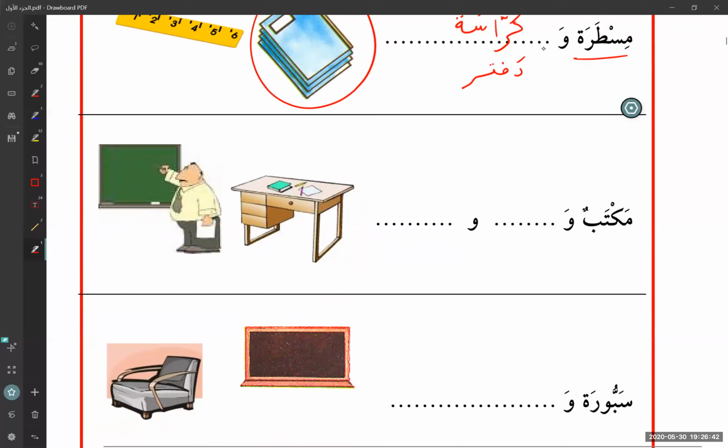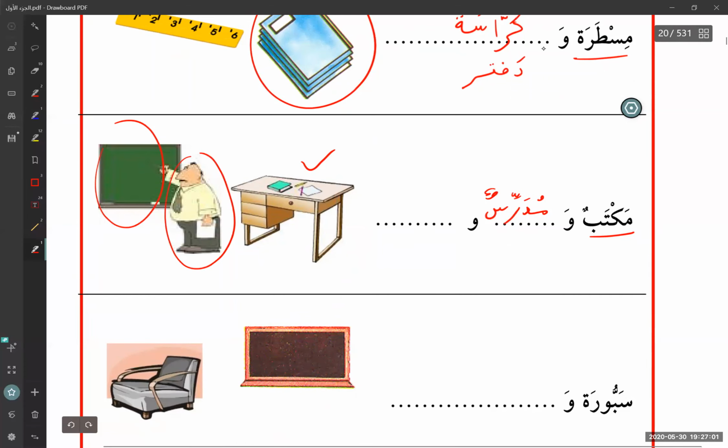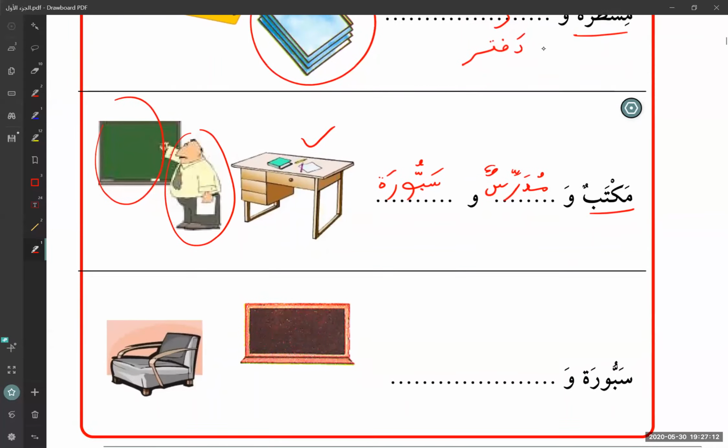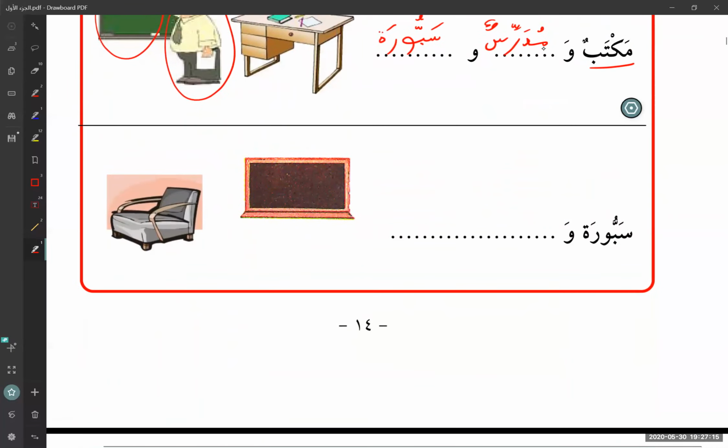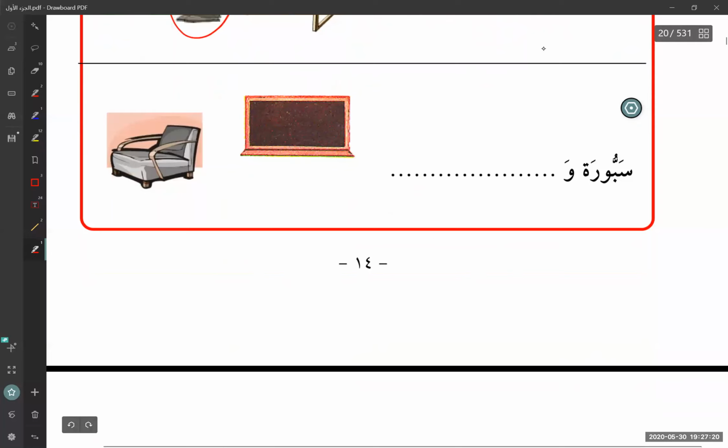Next one, it looks like we have three items. Three words. The first one they give is maktabun, which is this one, the desk, and then we need to find what this picture and this picture are. Of course the first one is mudarrisun, and the second one is sabura. Then the last one you can complete by yourself. They give you sabura, and then the one you have to write is maqad.